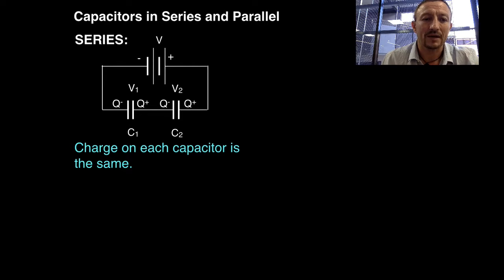On the outside plates, what's happened is the battery has pushed all the electrons to the left hand plate of C1 and taken them from the right hand plate of C2. That's why you can see on the outside we've got Q negative and Q positive again. The overall effect is that we get all these electrons put on these various plates.